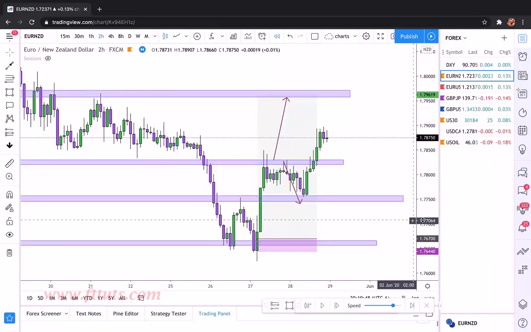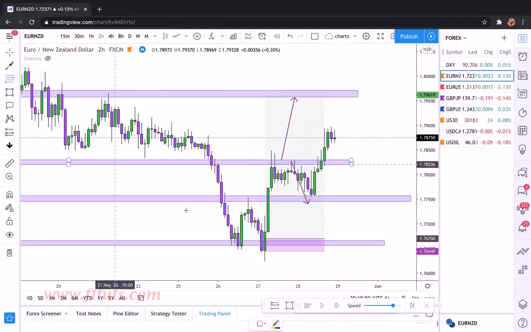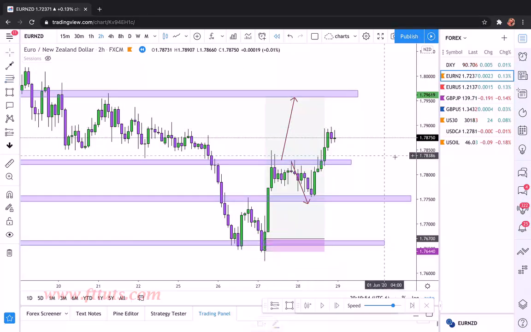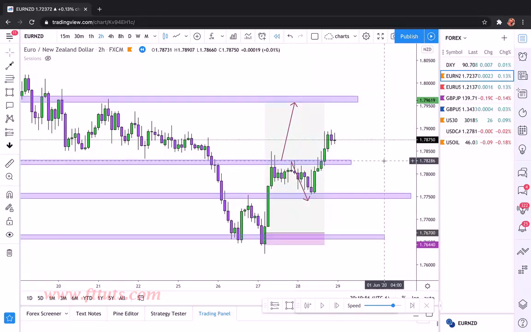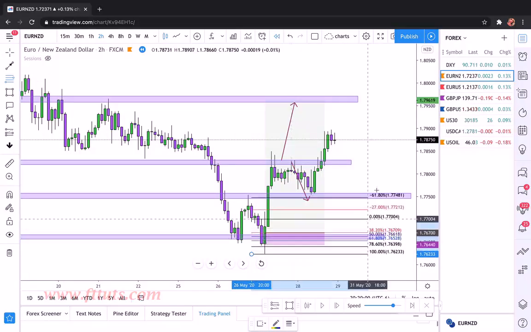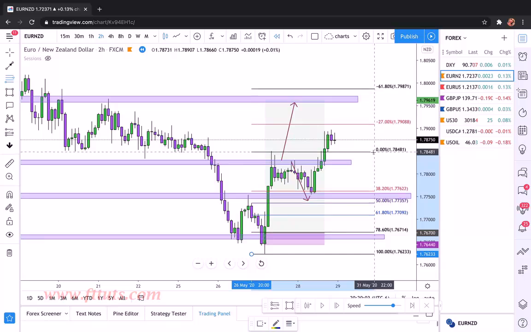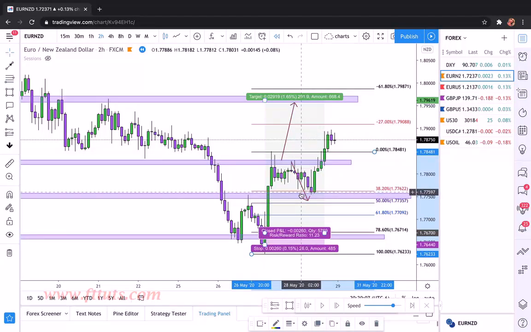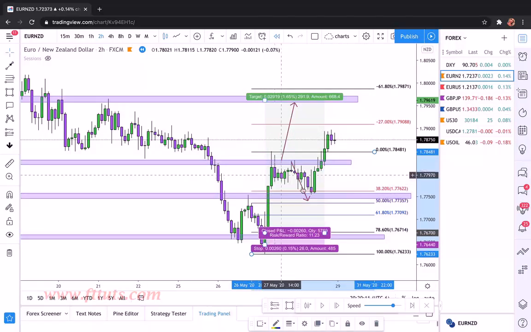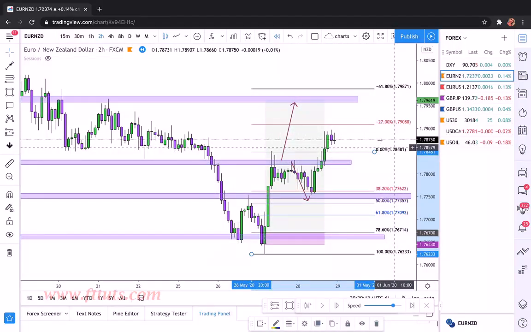Let me just move this over a bit. So, I hate this. Okay, so we want to put the fib from low to high. So here is another indication. So basically what happened is it reversed from the 38.2. So we had an impulse, correction, and then continuation up. So these are our targets, negative 27% or right here near this structure.